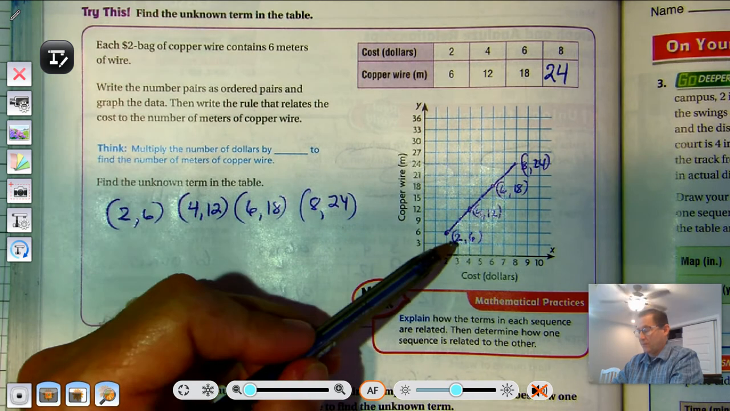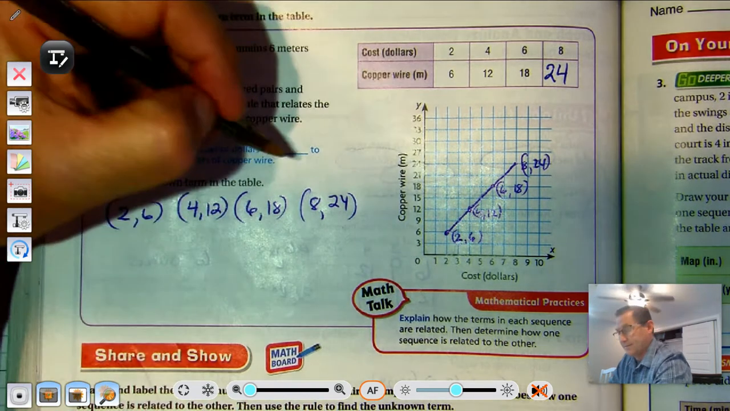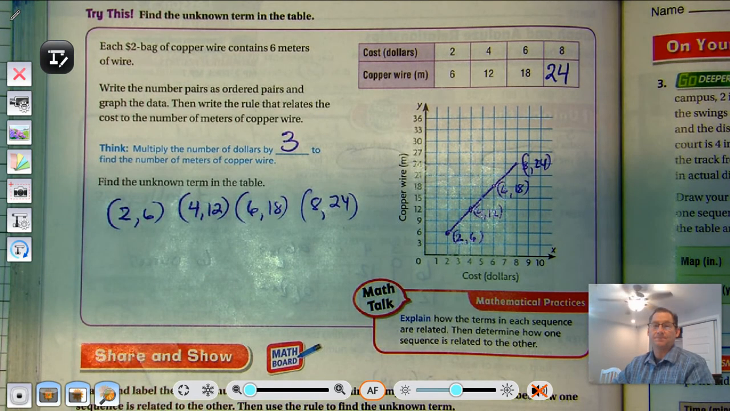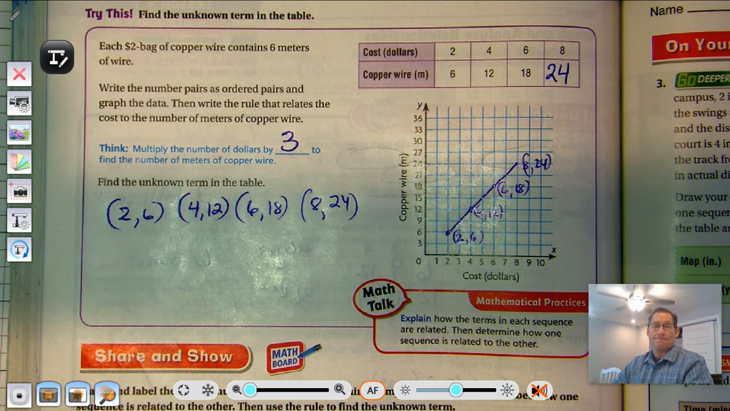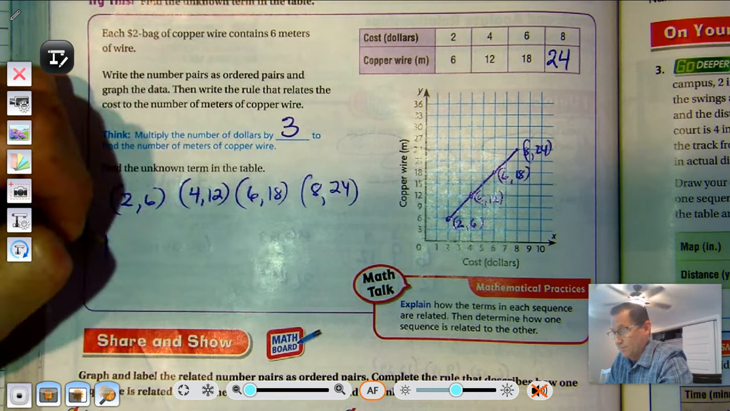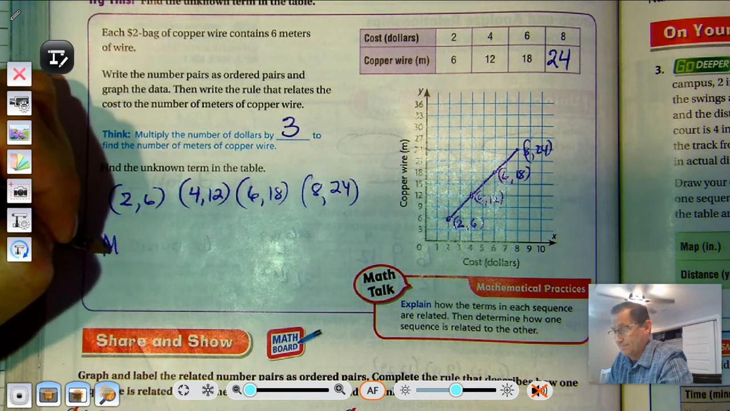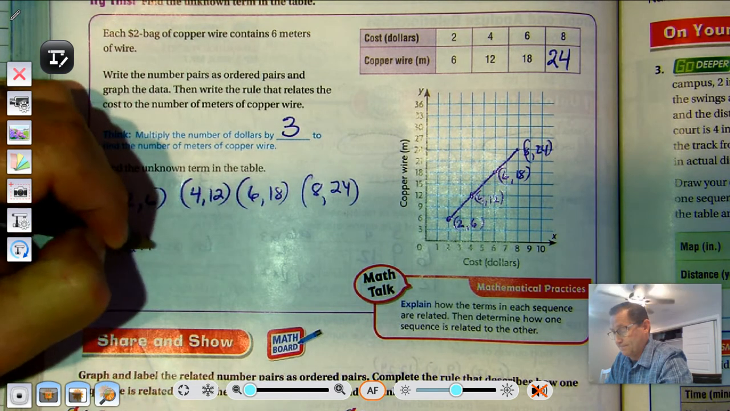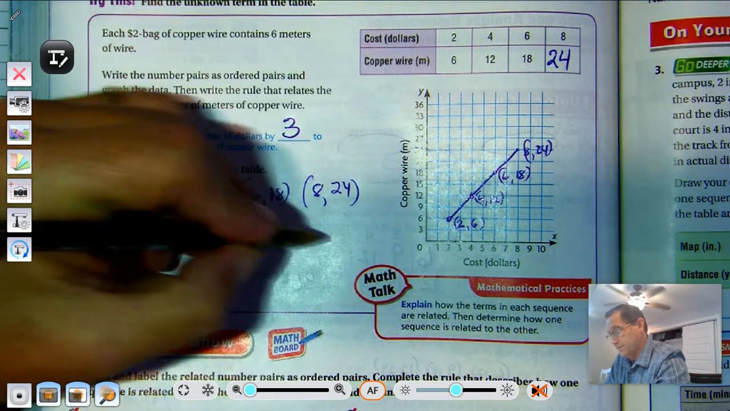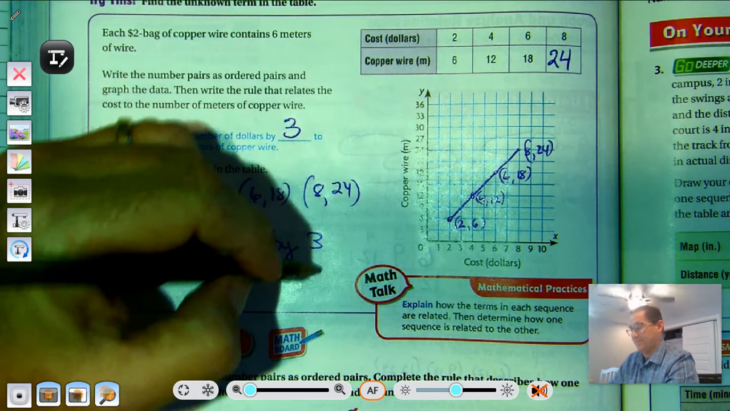So if we multiply the number of dollars by 3, that'll tell us the number of meters of copper wire. Basically, I get 3 meters of copper wire for every dollar. So the rule: multiply dollars by 3.